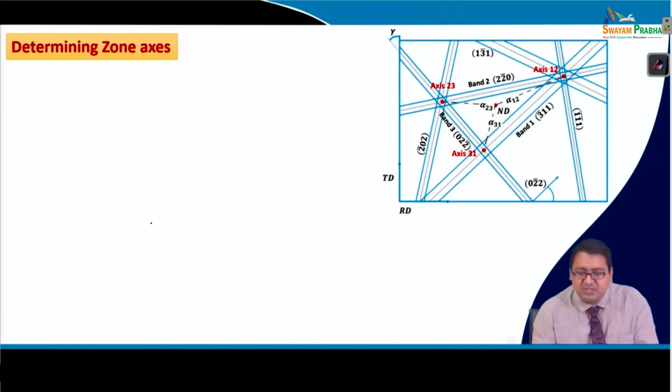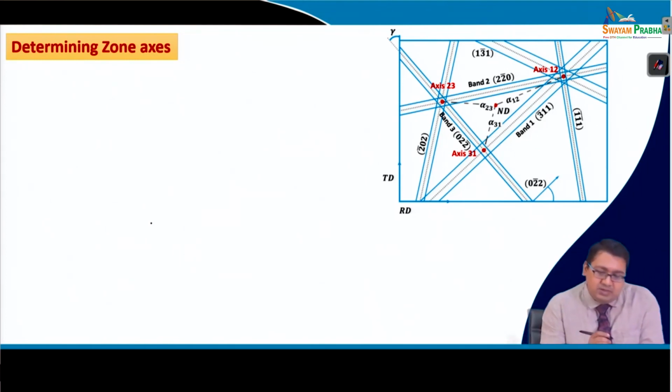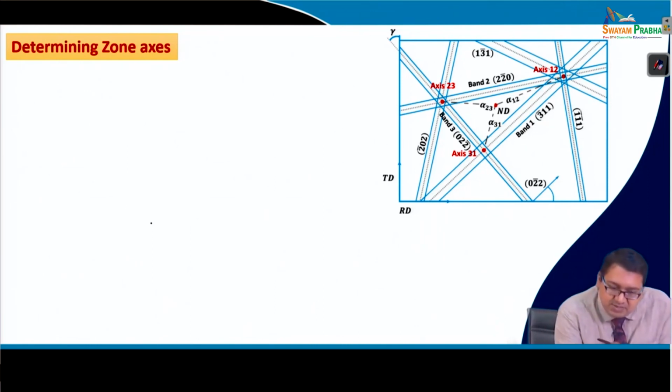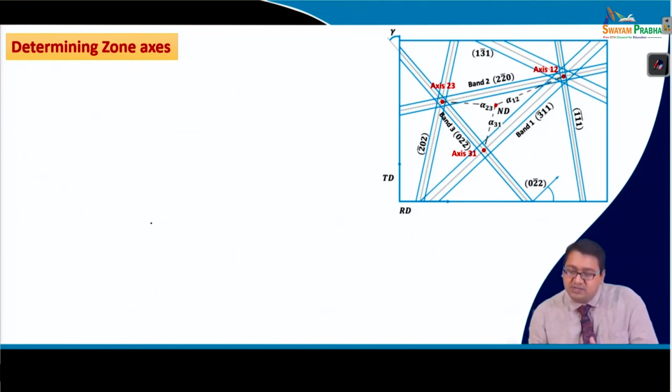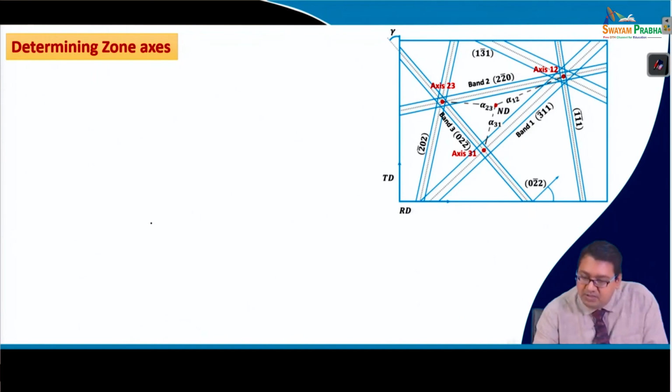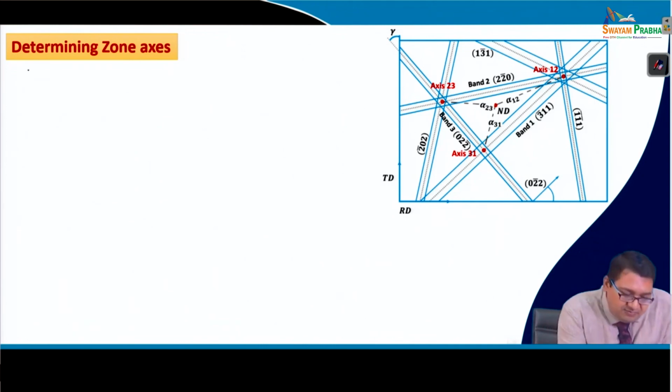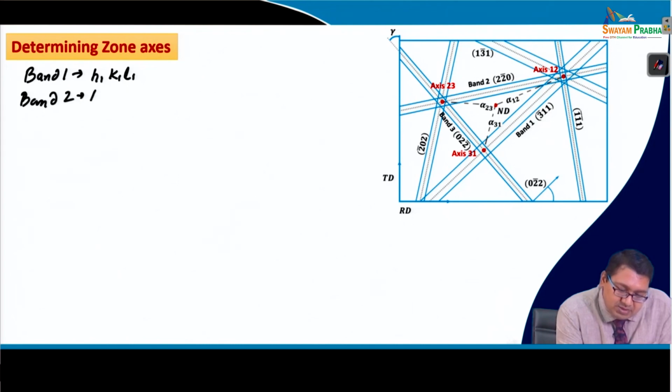So, let us consider determination of the zone axis. Now, let us consider that we are trying to determine the zone axis 1 2, zone axis 2 3 and zone axis 3 1. If band 1 is H1 K1 L1, band 2 is H2 K2 L2, and band 3 is H3 K3 L3.